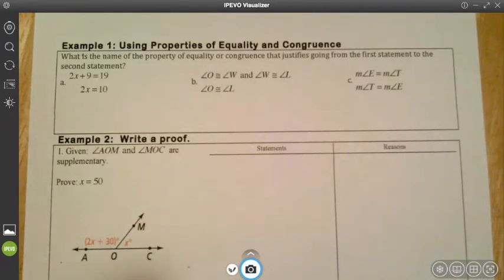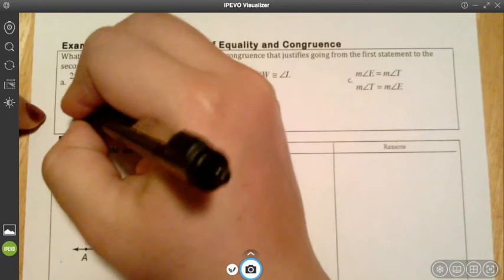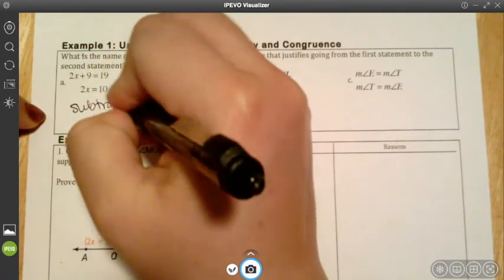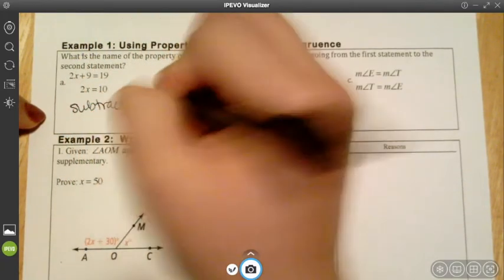All right, in this example, we're just looking at one step at a time. What is the property that takes us from the first step to the second step? Okay, so when we're looking at this, what has changed? We've gone from 2x plus 9 to 2x, so that means we've subtracted 9 from both sides. This is the subtraction property of equality.